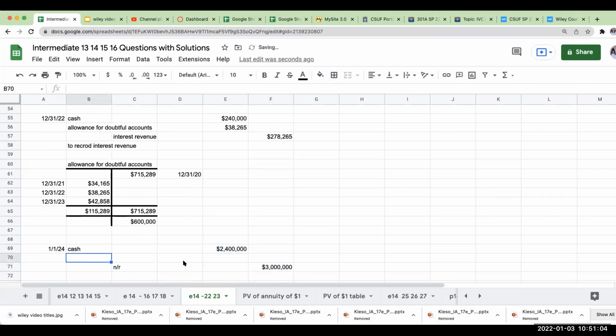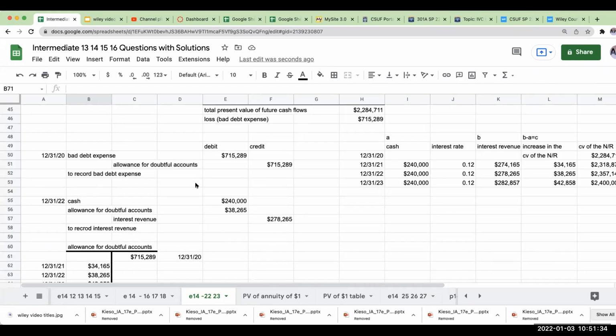And at this point in time, to balance this, I need 600 grand. What is that going to be? That's going to be my allowance for doubtful accounts. So it's kind of like we're collecting an amount that had been previously written off. That's one potential way to describe it. But in this case right over here, we're using the allowance for doubtful accounts.